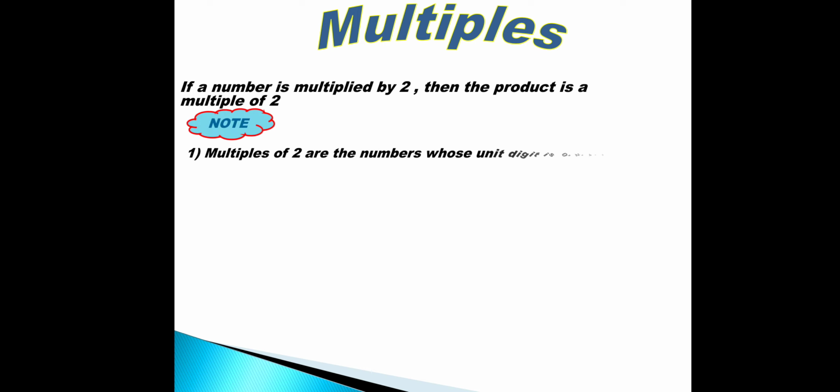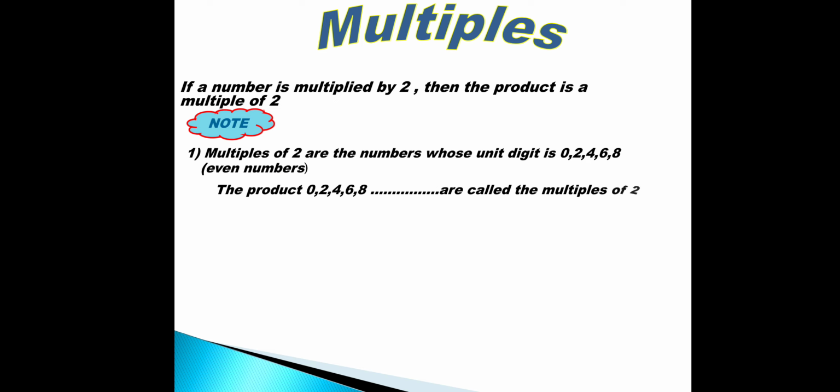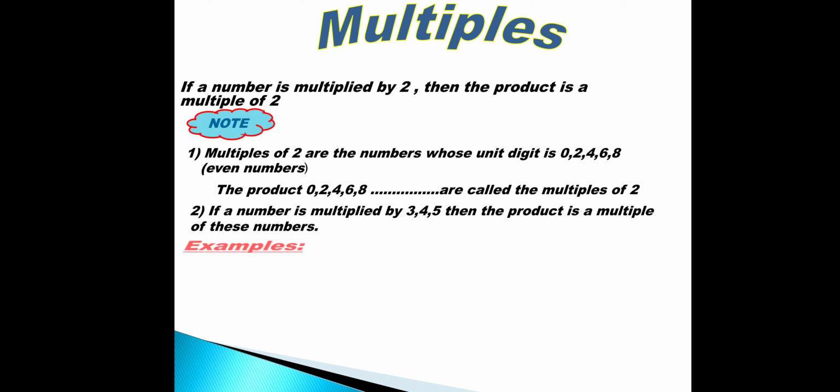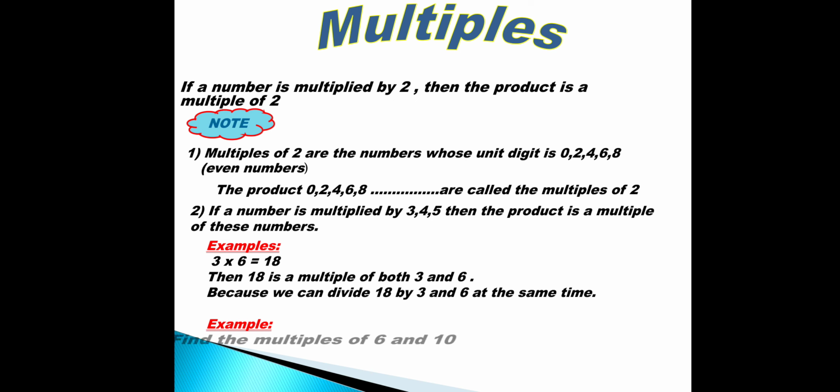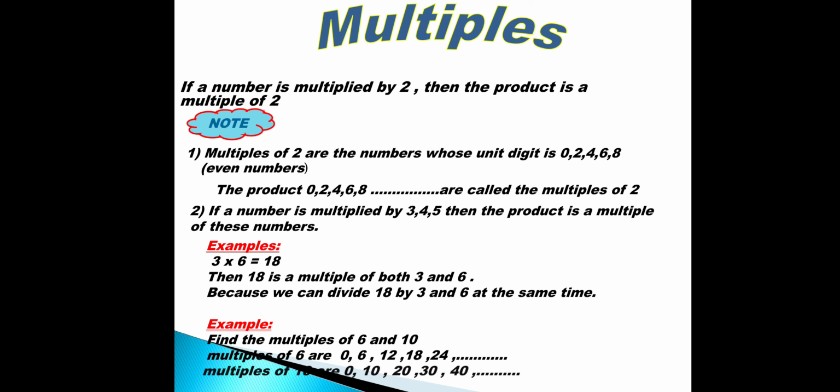If a number is multiplied by 2, then the product is a multiple of 2. Multiples of 2 are the numbers whose unit digit is 0, 2, 4, 6, 8, all even numbers. The products 0, 2, 4, 6, 8 are called multiples of 2. 0, 2, 4, 6, 8, 10, 12, all of these numbers are called multiples of 2.